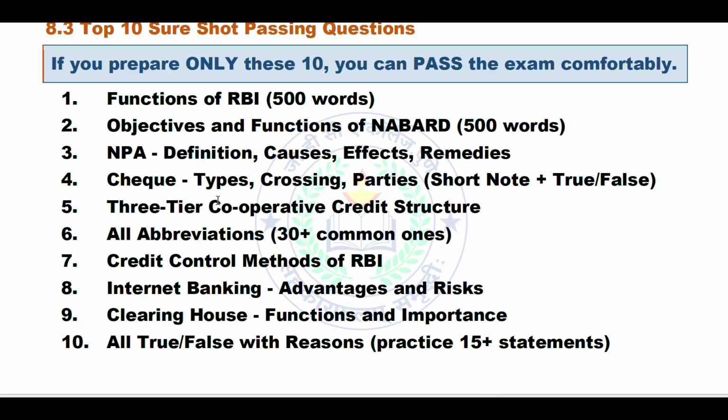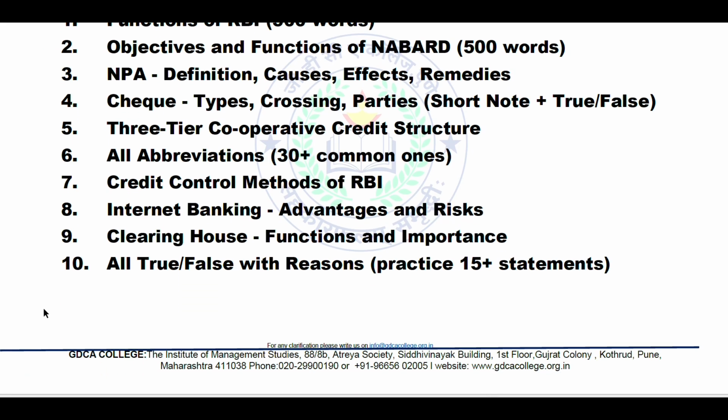Then 5, three-tier cooperative credit structure. Number 6, all abbreviations for 30 marks, common ones. Number 7, credit control methods of RBI. Number 8, internet banking, advantages and risks. Number 9, clearing house functions and importance. And 10, all true or false with reasons, practice at least 15 plus statements. So make sure of that.